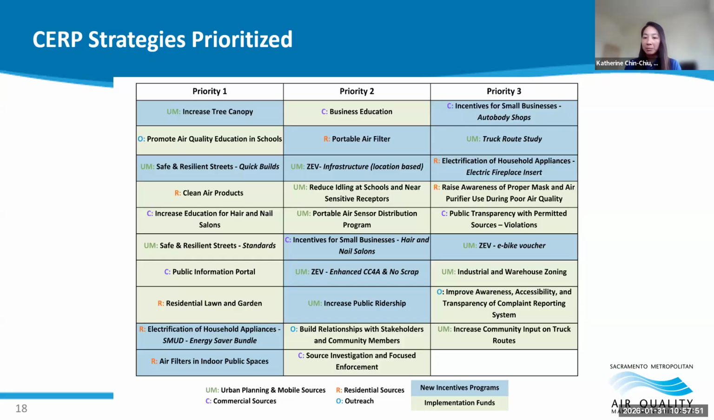We believe we can implement all the strategies in priority group 1, along with the first strategy in priority group 2, the business education strategy. As additional funding becomes available, the next set of strategies in priority group 2 will be implemented. And then following that, the strategies that are in the priority 3 group.